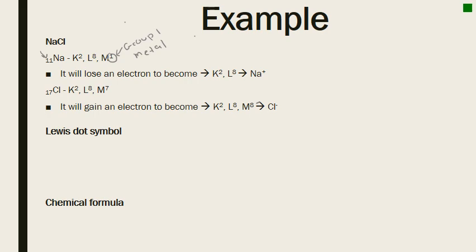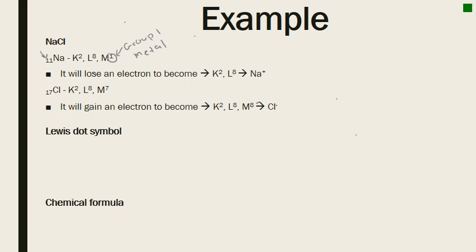So Na would rather lose that 1 electron than gain 7 electrons. So think about it like that. It needs to have a full outer shell, so if it loses that 1 electron, it will be K2L8. If it loses an electron, it will become a positive ion, and it will be Na+.